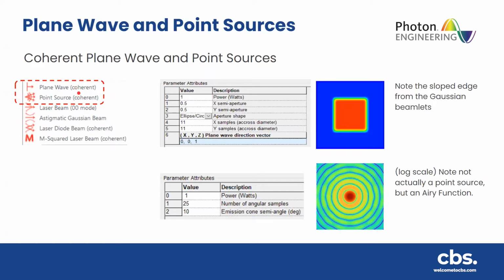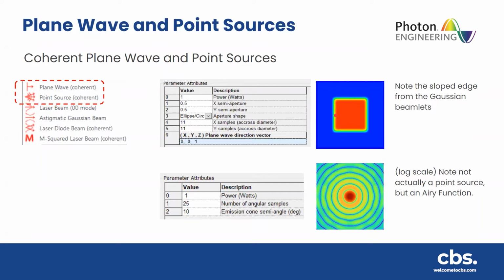Just to get started with the simplest versions we can, some simple settings for the plane wave, 0.5 millimeter semi-aperture, and these samples a grid of 11 by 11 rays or Gaussian beamlets, basically. If we plot the field as it is, one thing to notice here is that this isn't a perfect plane wave that abruptly cuts off at the edge. We've got this sort of gray area at the edge here. And that's actually a slope of the Gaussian beamlet.